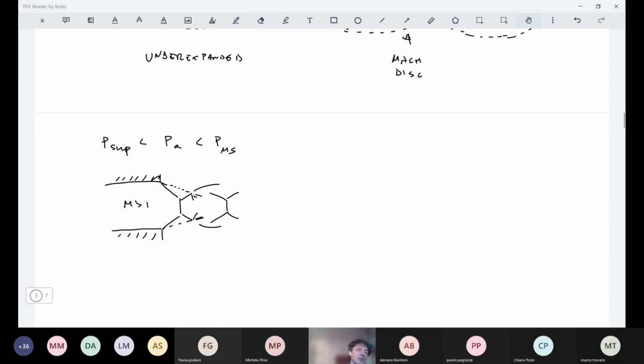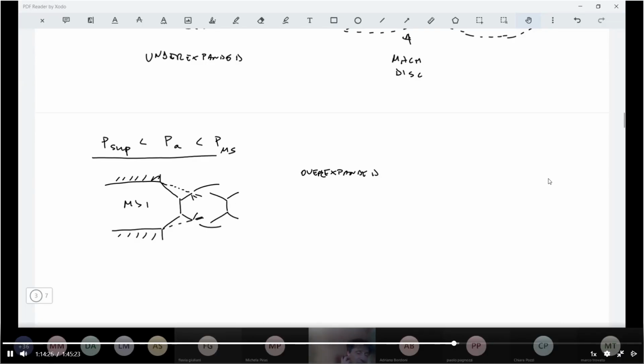So this will be more or less what happens in case of overexpanded jet. Overexpanded in this range. Now we should make some consideration to the fact that here I'm looking at something which is multidimensional compared to what we were expecting before as the, let's say, 1D solution.